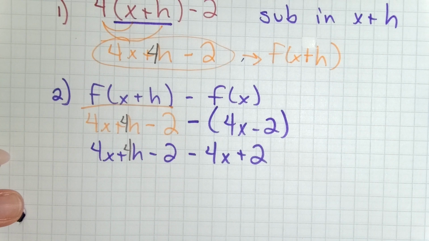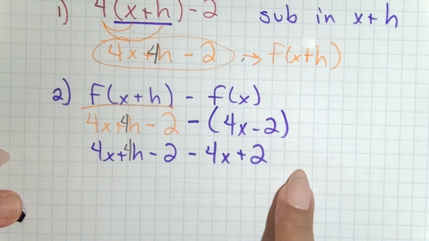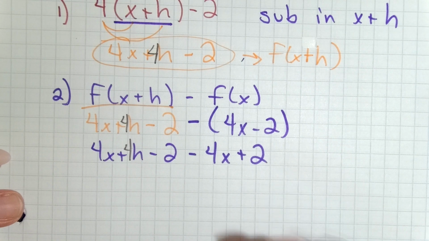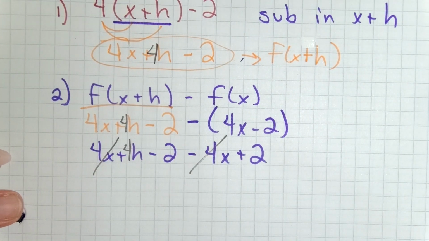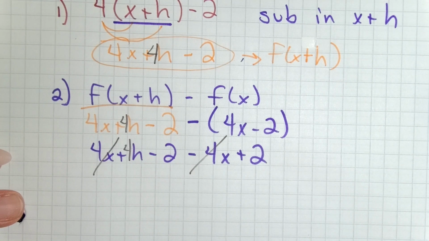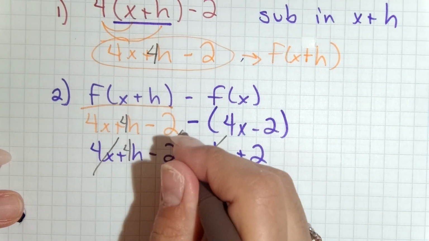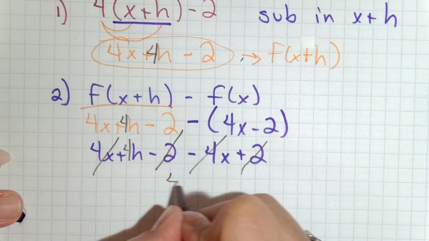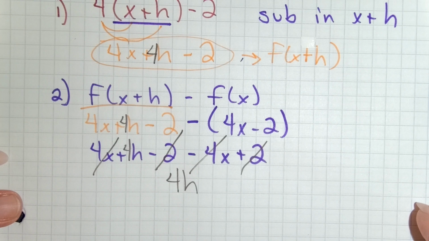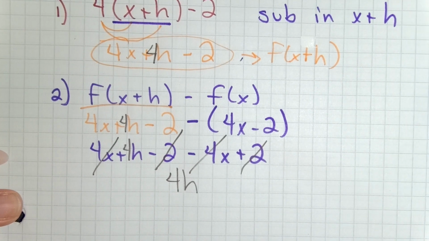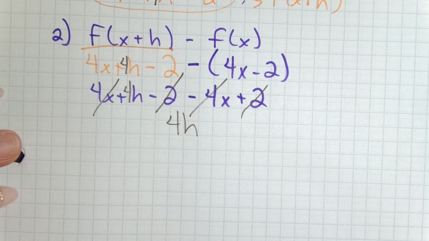Okay. What can I simplify here? Can I cancel anything out? The 4x? Anything else? Is there anything else I can cancel out? The 2, I heard somebody whisper, which means that all I'm left with is 4h. Questions?